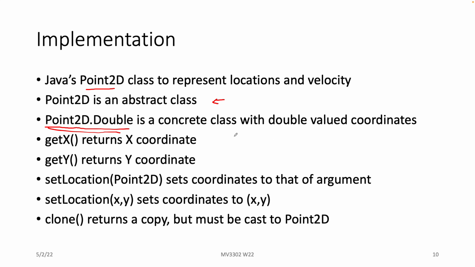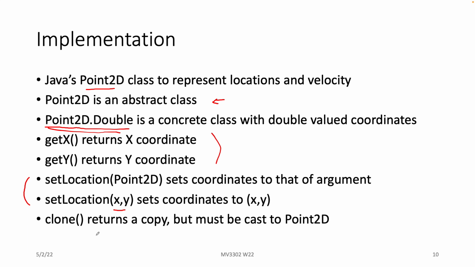Now, they do have some helpful methods. They have a getX and getY, so if I have a Point2D, I can get its x and y coordinates. It has two very convenient overloaded methods. First is setLocation, and if I give it another point, it will set the coordinates of my Point2D to the coordinates of the other Point2D. That can be very helpful. Or I can simply set the location to the coordinates that I give it. So those are two very useful methods.